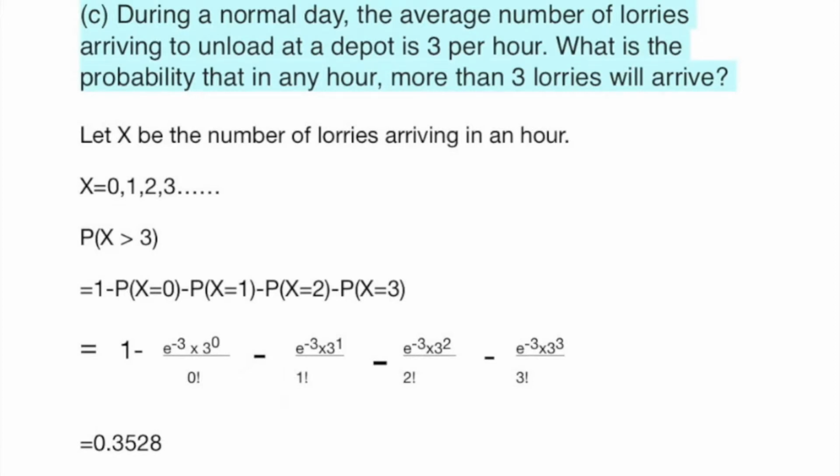After that, we can substitute the numbers into the Poisson distribution equation, which is e to the power negative lambda times lambda to the power x over x factorial. After the substitution, we have the result of 0.3528, which is the probability that in any hour more than 3 lorries will arrive.